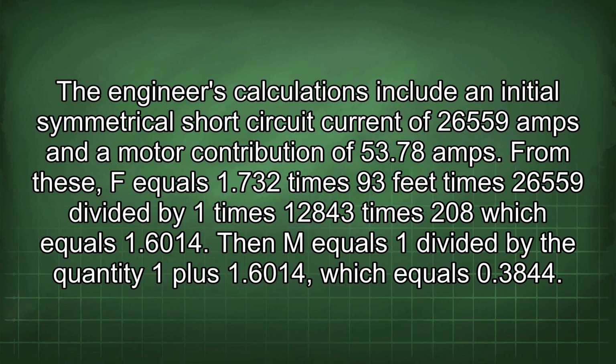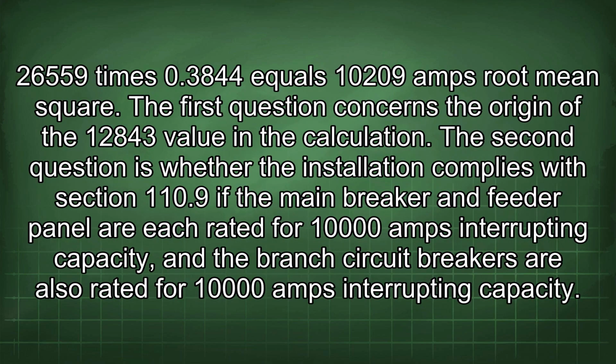Then M equals 1 divided by the quantity 1 plus 1.6014, which equals 0.3844. 26,559 times 0.3844 equals 10,209 amps root mean square.